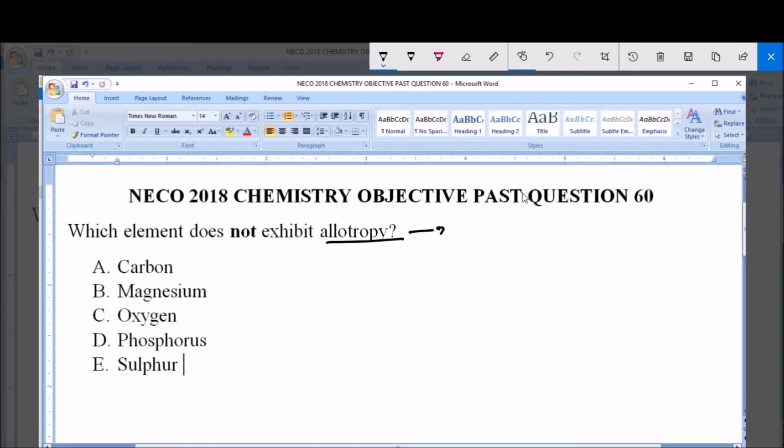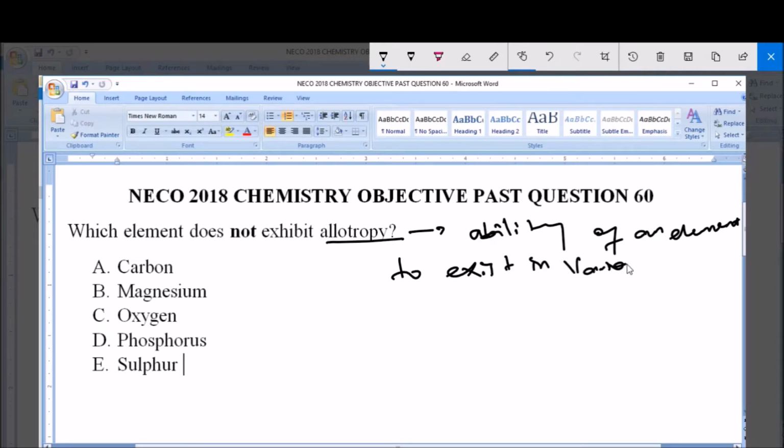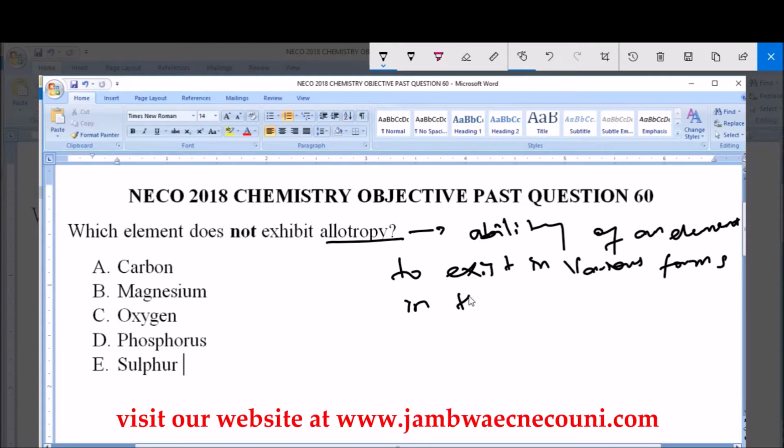Now, allotropy is a phenomenon, or we can say it is the ability of an element to exist in various forms but in the same physical state.